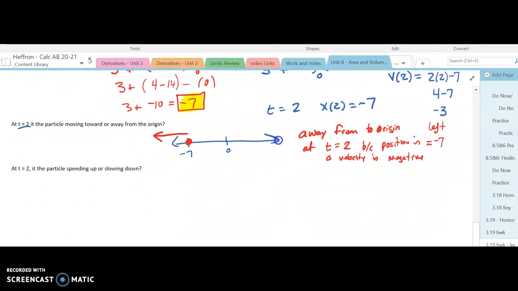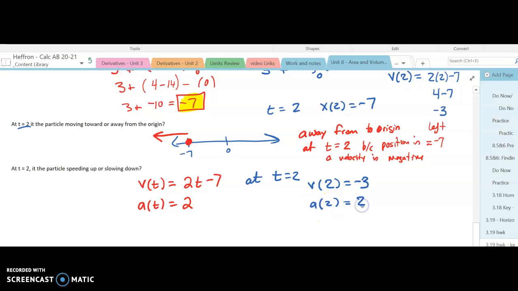And then the last question, is the particle speeding up or slowing down? Well, we were able to determine that the velocity was 2t minus 7. The acceleration would then be the derivative of this, or 2. So at t equals 2, my velocity was negative 3. My acceleration at 2 is 2 because it's always 2. These have opposite signs. So we would say we are slowing down.